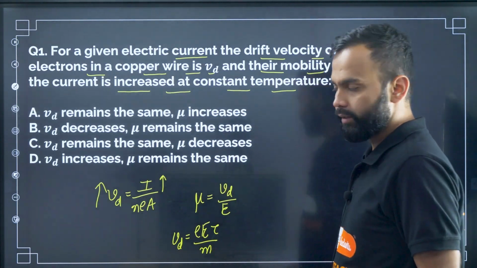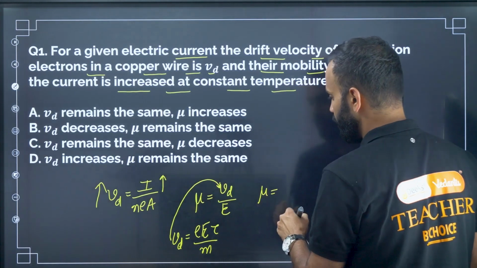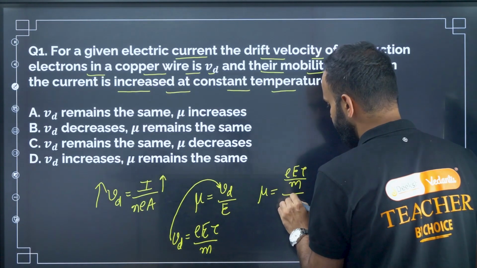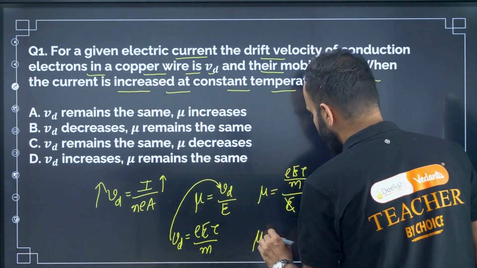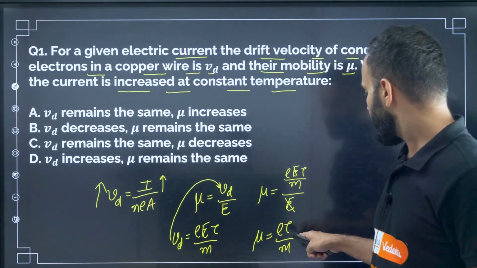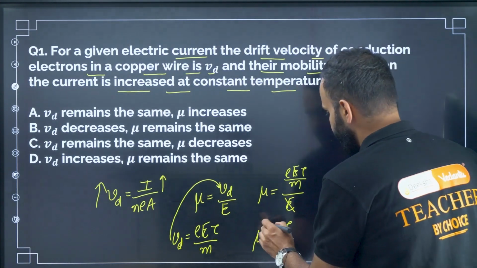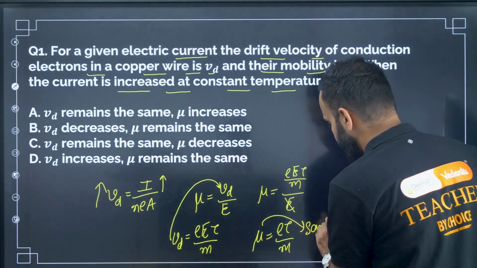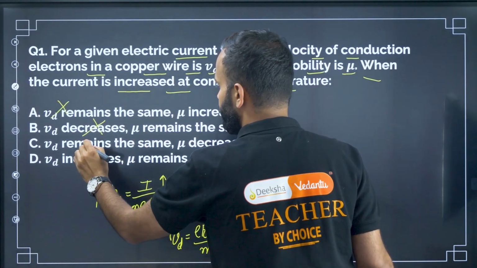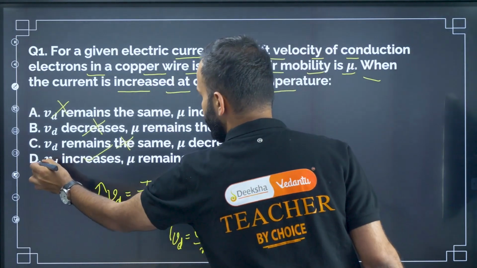Now let's see mobility. Substitute Vd into this equation: mu equals E into tau divided by m, whole divided by E. Now E will get cancelled, so mu equals E tau divided by m. Does mobility depend on the current? No, mobility does not depend on the current. So mobility remains the same. So the first option is wrong. Second option, Vd decreases, wrong. Third option, Vd remains the same, wrong. Fourth option, Vd increases, correct, and mu remains the same, correct. So option D is the correct answer.